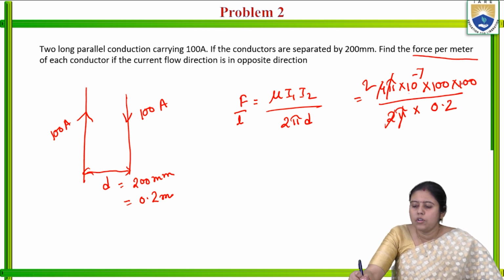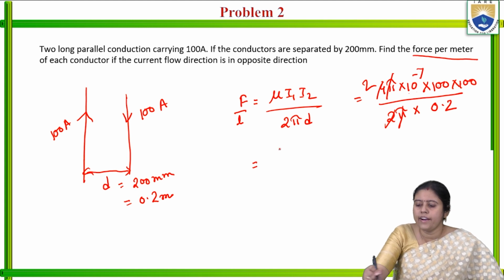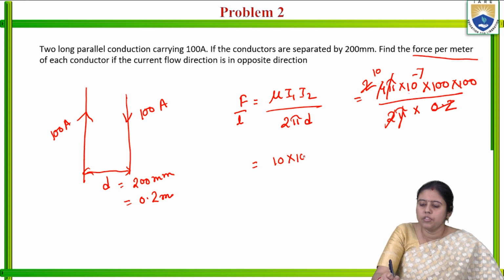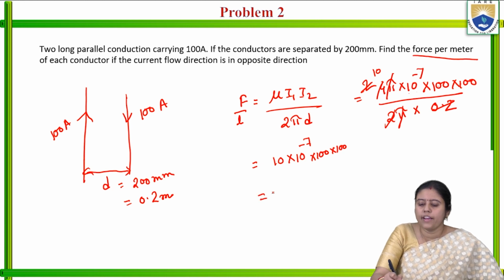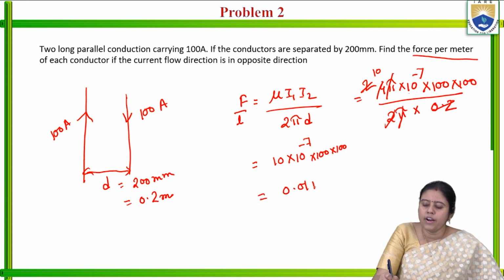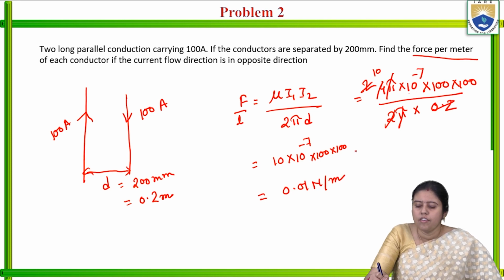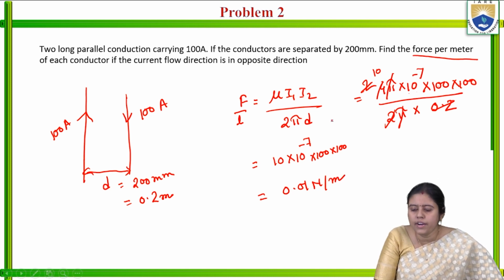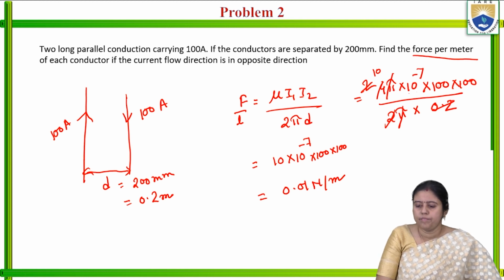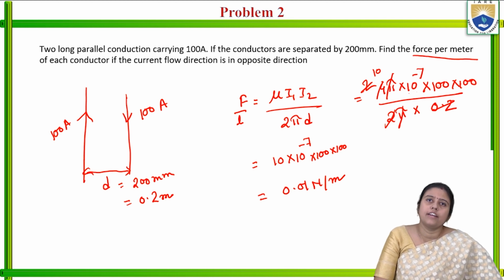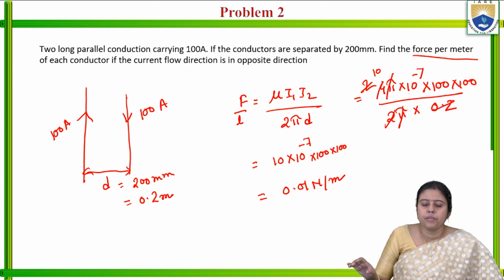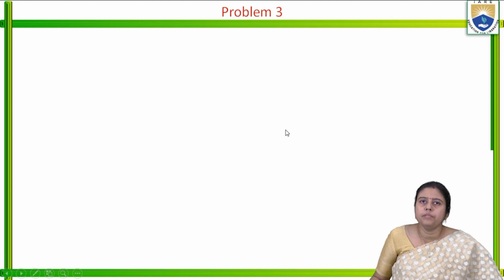It is 2, and here it comes to 10. So 10 into 10 to the power minus 7 into 100 into 100. So we are getting 0.01 Newton per meter. So this is the force for current carrying conductors whose distance is d equal to 0.2 meter. Now we are moving to problem 3.